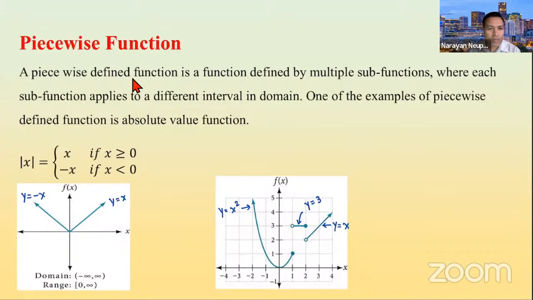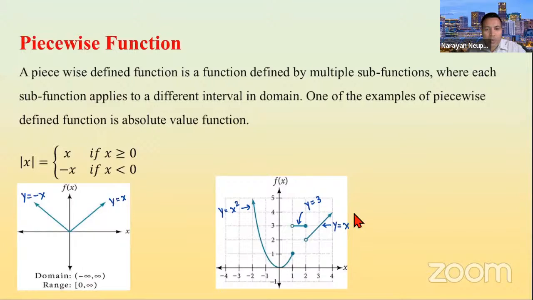So the definition is: a piecewise defined function is a function defined by multiple sub-functions. There are little functions within the function, where each sub-function applies to a different interval of the domain. And this one here is the example of the absolute value function. Absolute value is negative x when x is less than 0, that's why y equal to negative x, and positive x for x greater than 0, so that is y equal to x.